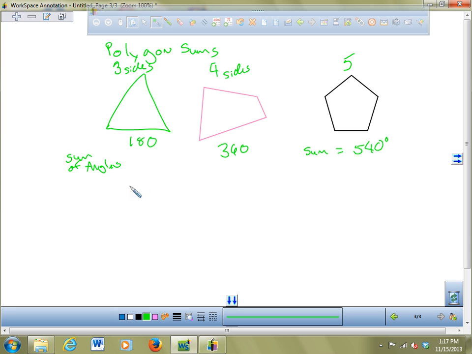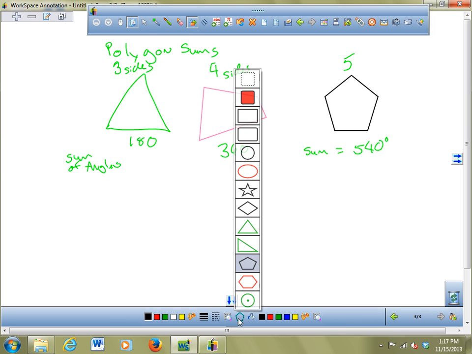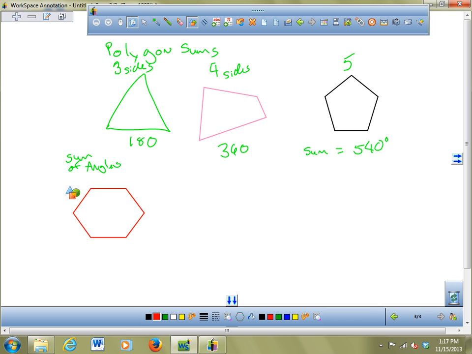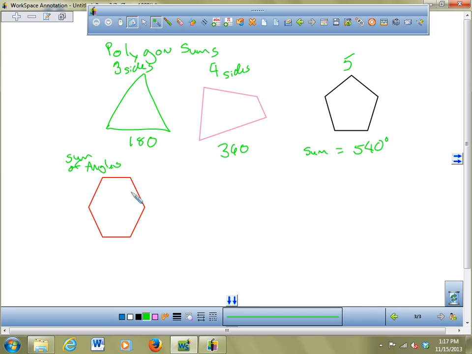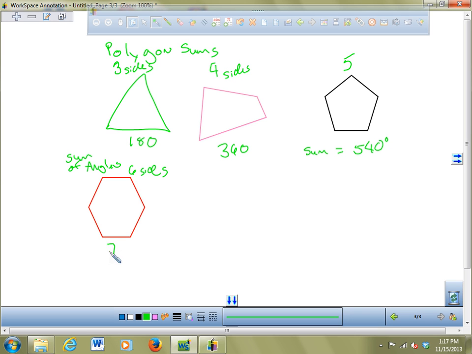Hey, that's the way to think about it, right? Because if this is one spin, this is half of a spin. This is one spin, this is 1.5 spins. So if I had a six-sided figure, like a hexagon, how much would you expect those angles to add up to? 720. Six sides, it would be two spins, or 720. Now, that's one way to think about it.